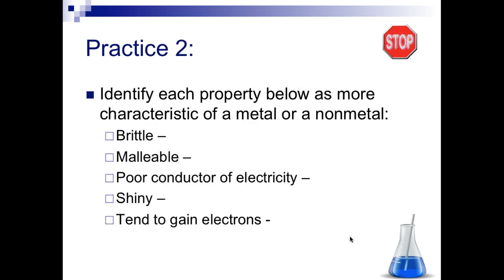Let's look at practice 2. We're going to identify each property below as being more characteristic of a metal or a nonmetal. So think about what we listed as characteristics of metals and nonmetals when you answer this question. Pause the video and answer them on your own. Welcome back. If it is brittle, that is a characteristic of a nonmetal. If it's malleable, that's characteristic of a metal. Poor conductors of electricity are nonmetals. Shiny things are metallic. And tend to gain electrons would be a nonmetal.